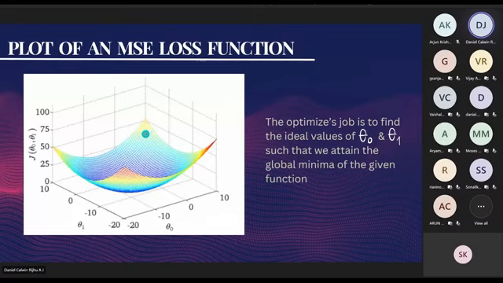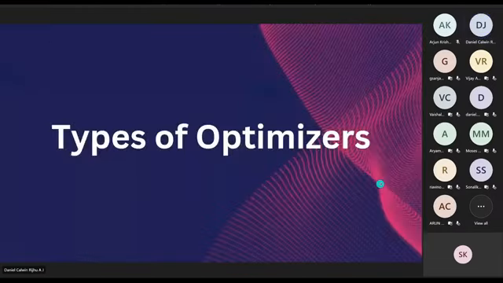So the basic idea behind optimizer is that we are going to figure out that point, and we are going to figure out the learnable parameters at that specific point. So now we'll move on with the types of optimizers.